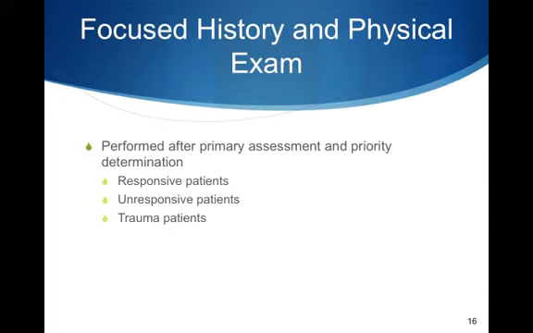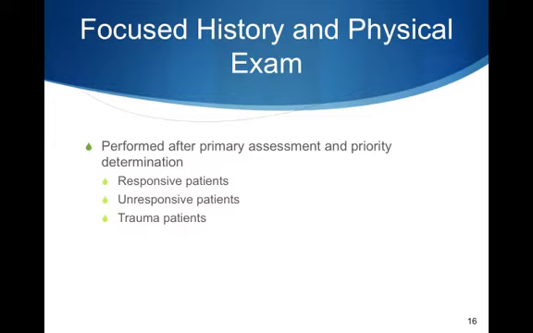Focus history and physical exam. This is performed after the primary assessment and priority determination. Responsive patients, focus history and physical exam. Unresponsive patients, we do a rapid physical exam. Trauma patients with significant mechanism of injury, we do something called a rapid trauma assessment. And a rapid trauma assessment and a detailed physical exam are performed on the patient en route.